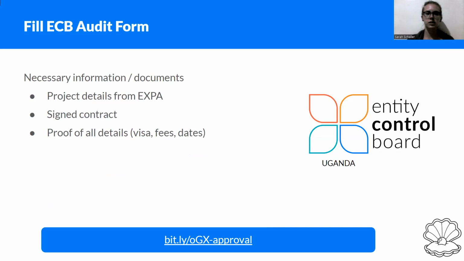How to do this and what it is you can find here. The necessary information or documents you need for the ECB audit are the project details from EXPA. You can just get them from EXPA when you check for the application there, and the profile of the EP, then the signed contract and proof of all details we talked about before: visa, fees, and dates. The link to upload it is down here. And you will also have a separate education about how to actually conduct the ECB audit.